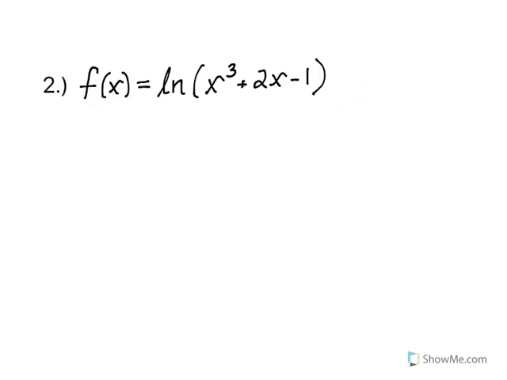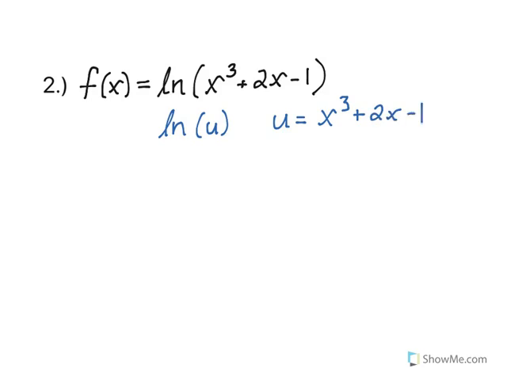Okay. Problem number 2, we have f of x equals the natural log of x cubed plus 2x minus 1. Now, there is no property of log that can be used to expand this. I have a sum of different terms on the inside, but there's no exponent that applies to this whole thing. There's no product or quotient involved. So this is one of those problems where we have to treat it as natural log of u, where the u is equal to x cubed plus 2x minus 1.